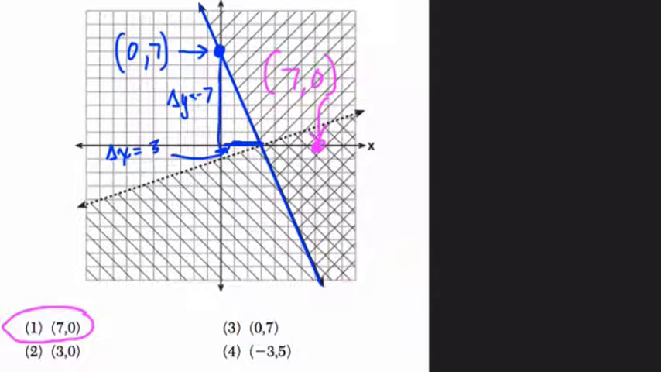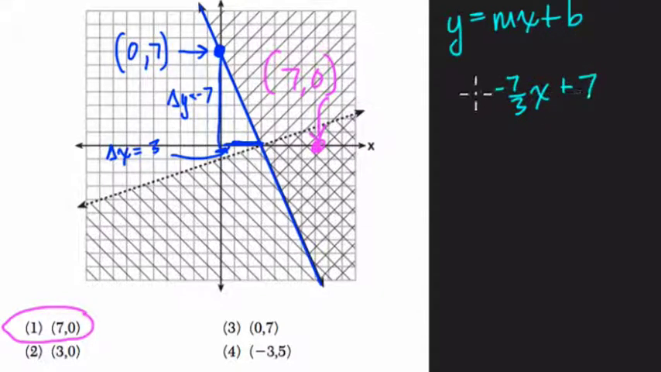So that means for this line, if we use y equals mx plus b format to write the equation of a line, where m is your slope, and slope is delta y over delta x, it's negative 7 thirds x, right? And then plus b, where b is your intercept, plus 7. So this would be the equation for the actual line itself.